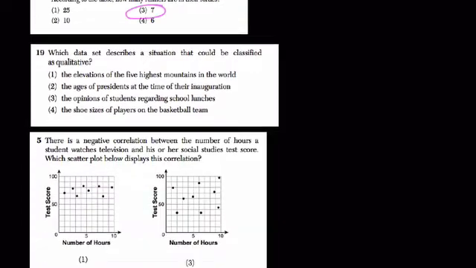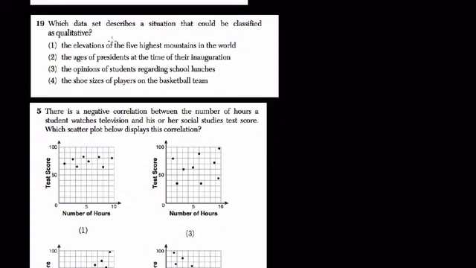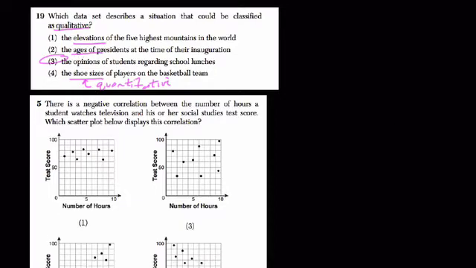The next one. Which data set best describes a situation that could be classified as qualitative? So quantitative, the opposite of qualitative, is about numbers and measurement. Qualitative is about measuring quality. So here, the opinions of students is a qualitative measure. And all these other ones, the shoe sizes of players, we can measure that with a number. So that's quantitative, quantity or number. So is choice 2, the ages. Ages and shoe sizes and elevations, all those things that are measured with number or quantity. They're not qualitative.